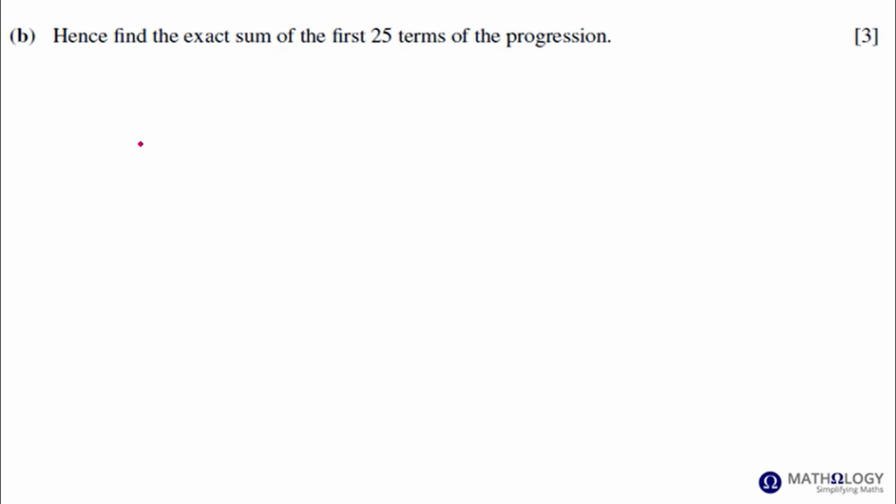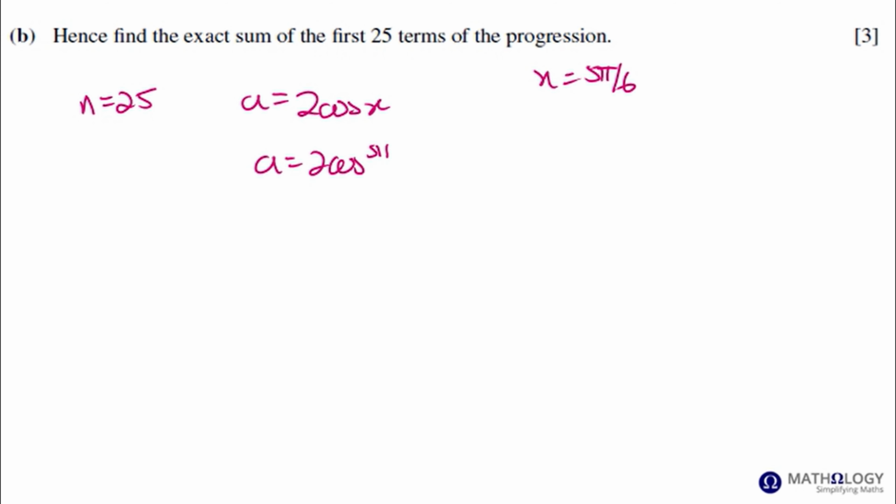Hence find the exact sum of the first 25 terms of the progression. Okay, so n equals 25. a is 2 cos x. Remember that x is 5 pi by 6. So a is 2 cos 5 pi by 6. a is minus root 3.